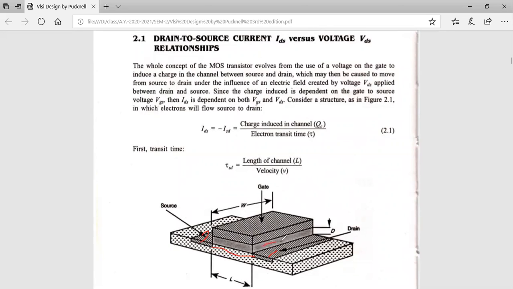Over that, we have silicon dioxide. This is the silicon dioxide, and its thickness is indicated with capital D. This is the length of the channel, but W is the width of the channel. Generally, we call it the width of the channel.